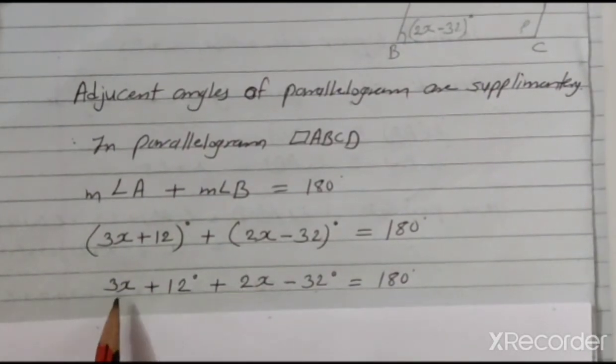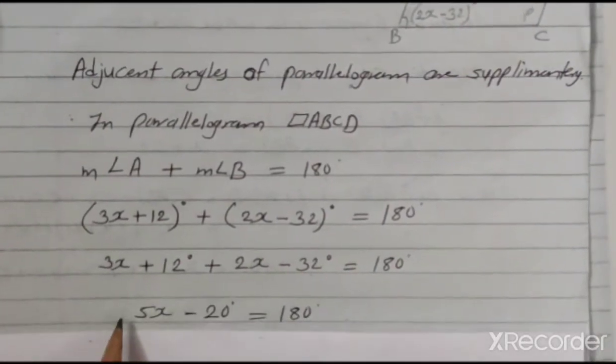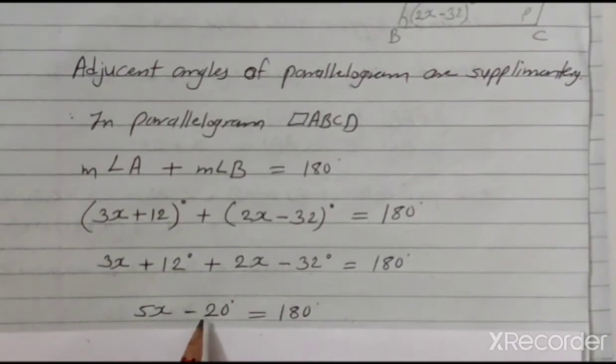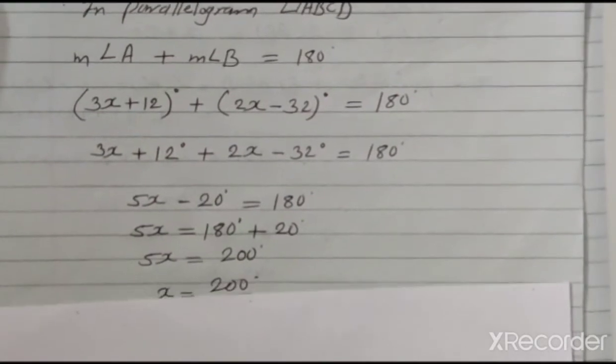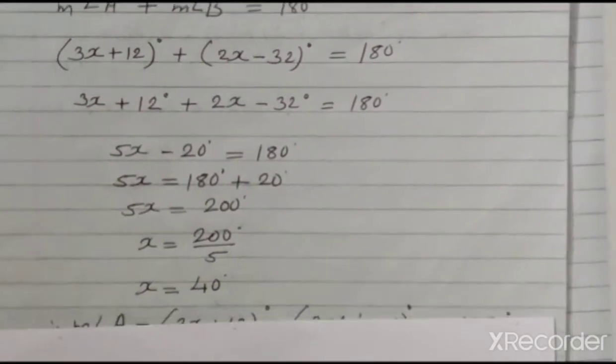From this step, 3x plus 2x is equal to 5x, and plus 12 minus 32 is equal to minus 20. Take this minus 20 to the other hand side, it will become plus, and after solving we will get the value of x is equal to 40 degree.